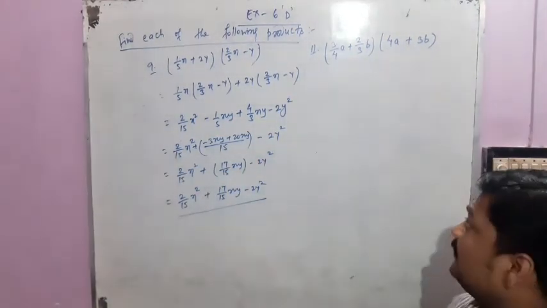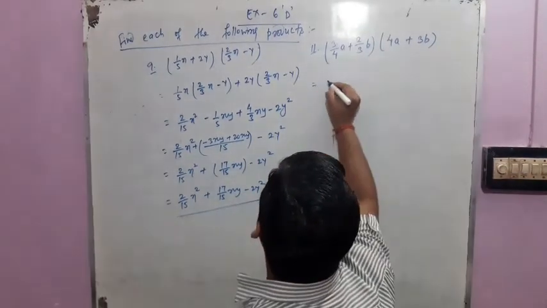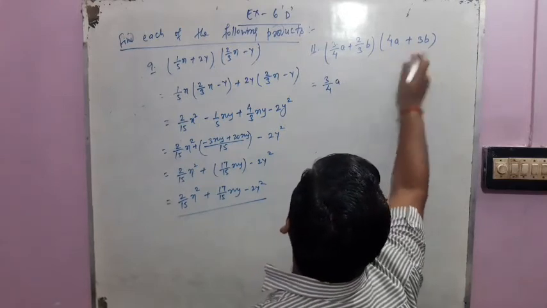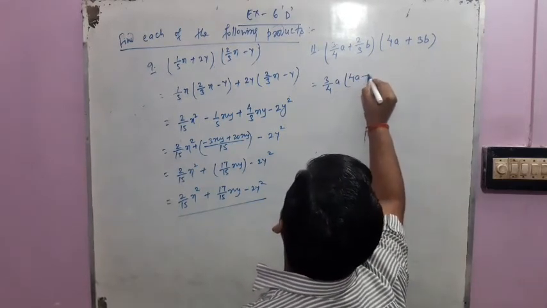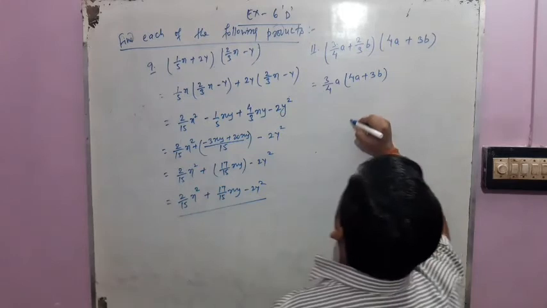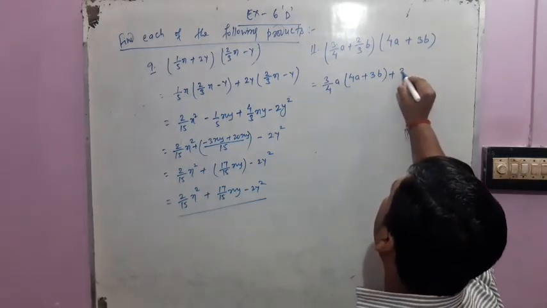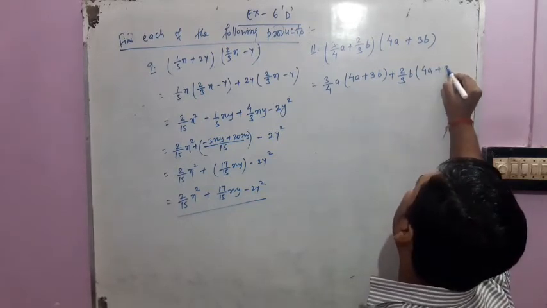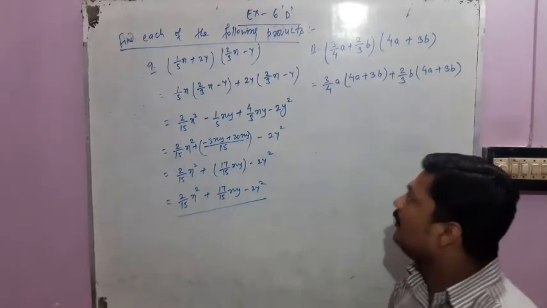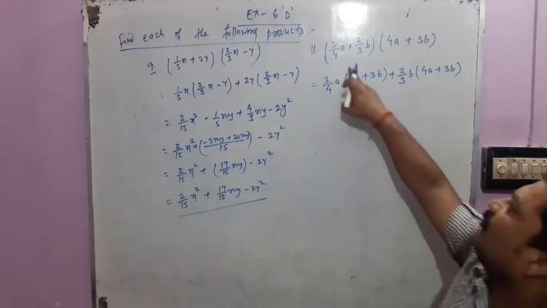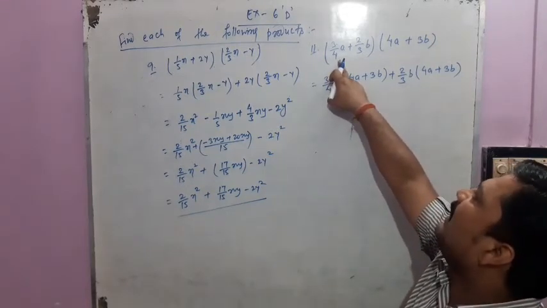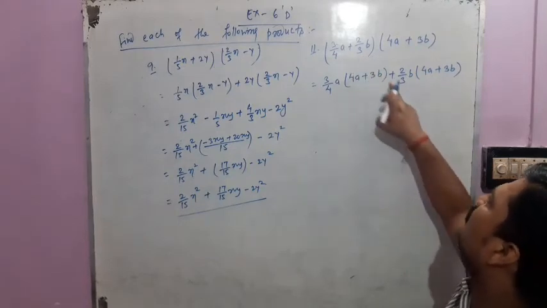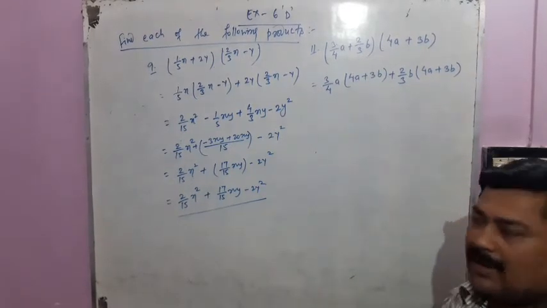Now look here, students. Again here, first we have to multiply 3/4 a with both of the terms, 4a plus 3b. Then we have to multiply 2/3 b with both of the terms, 4a plus 3b. First we have to multiply 3/4 a with both of the terms 4a and 3b. Then we have to multiply 2/3 b with both of the terms 4a plus 3b.